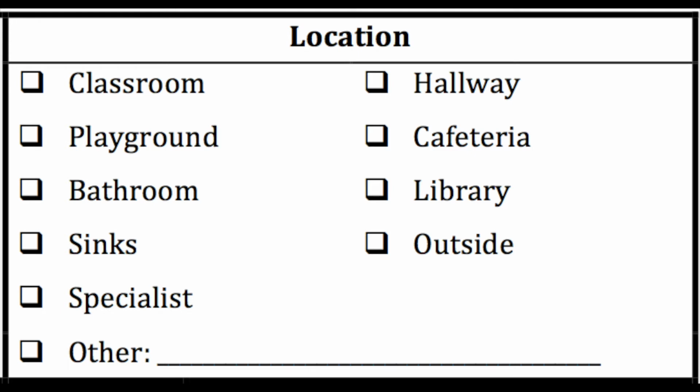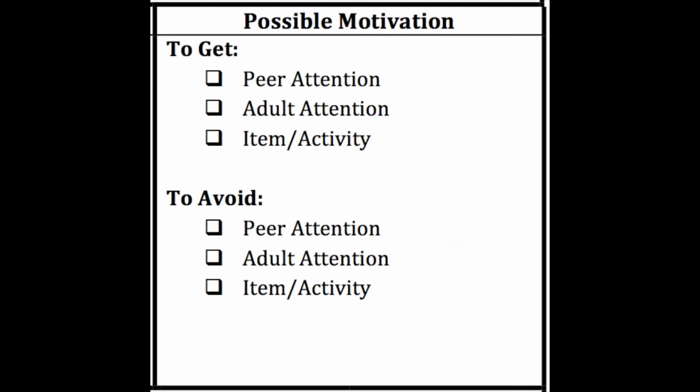And if one place in particular is having a lot of behaviors in the month, we wonder and we look at how do we support students better in that area. The next section, possible motivation, may or may not get filled out. This is really part of the educational piece. And usually behavior is to get something or to avoid something.